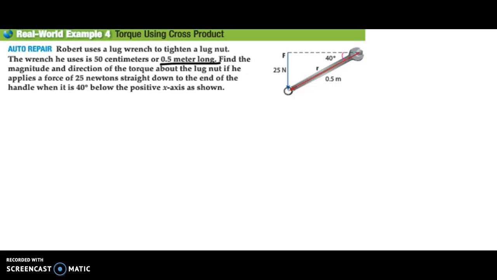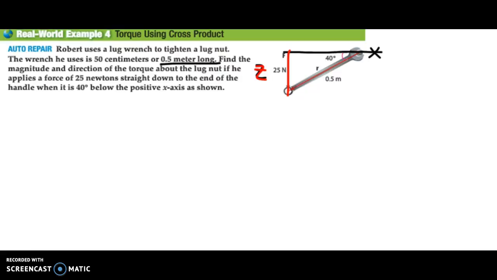So essentially, they're saying this right here is the x-axis, and the 25 down is going to be in the z-axis. Okay, so this is the x-axis, this is the z-axis. Notice, is there anything done on the y-axis? There is not, which means our torque is actually going to come from the y-axis.